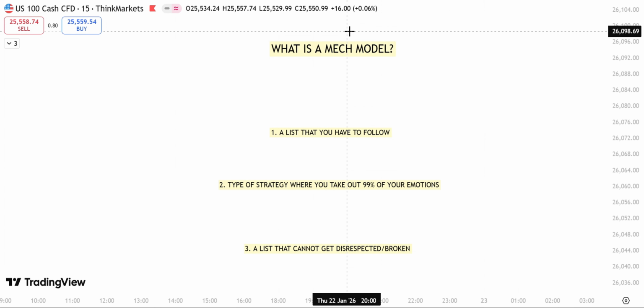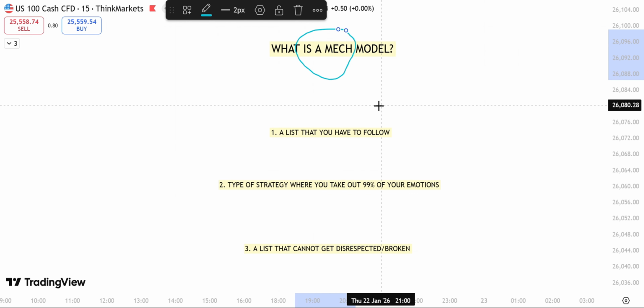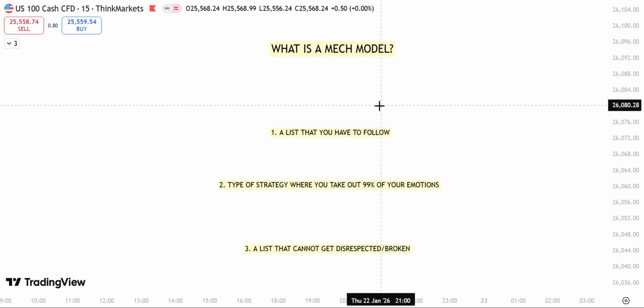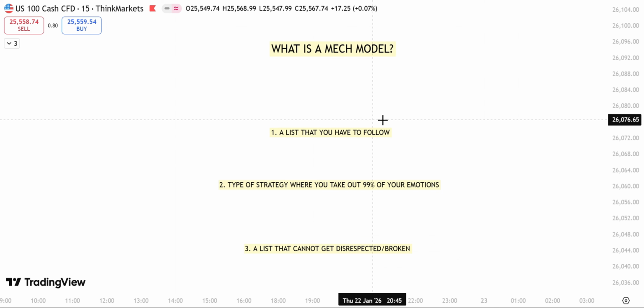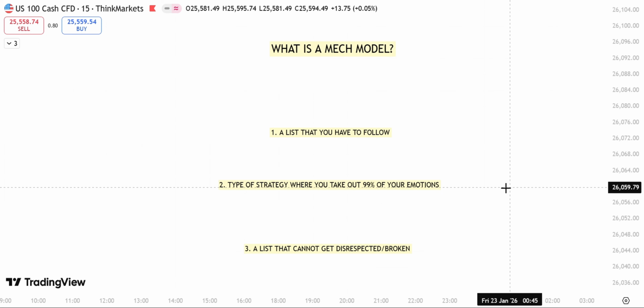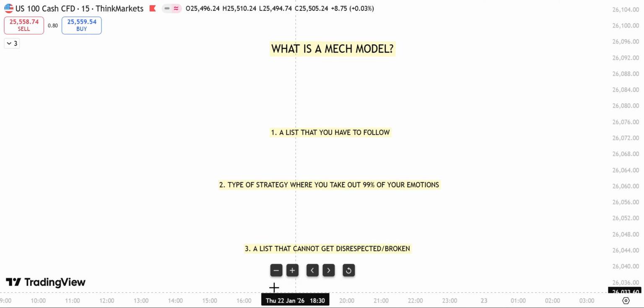Hence why you need the mechanical model, because the mechanical model takes out everything that relates to emotions, everything of that fear of missing out, just because you're following your strategy. If it appears there, then you're good. If it doesn't, then you're good as well, because tomorrow there will be another day. You know what I mean?